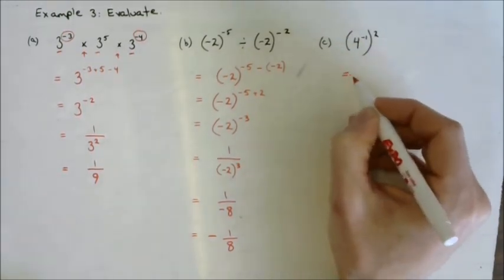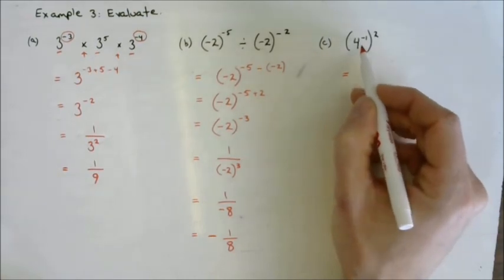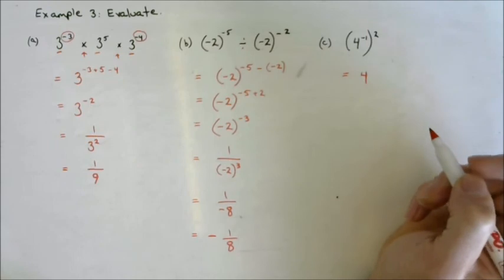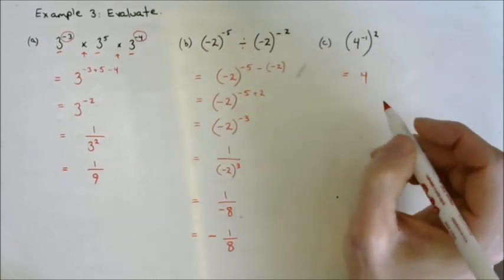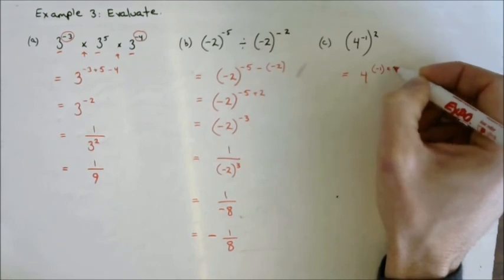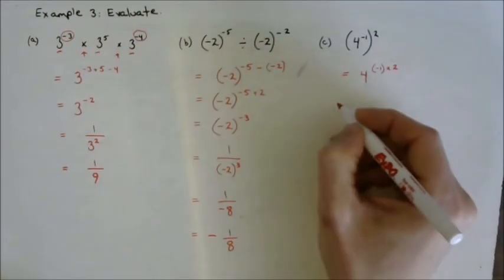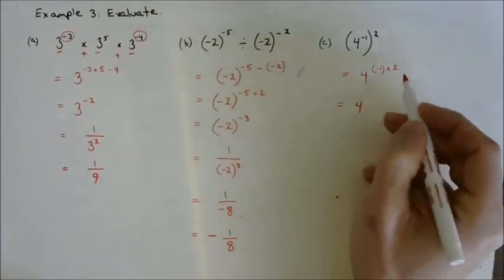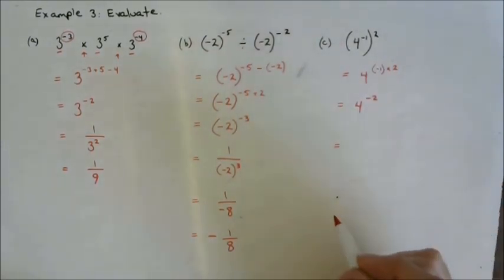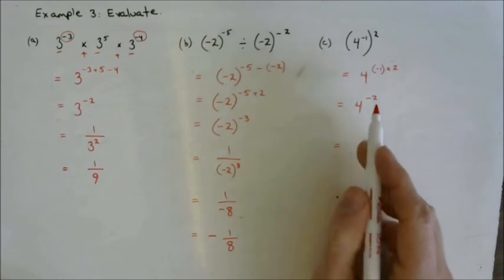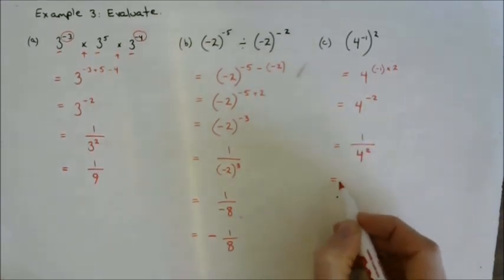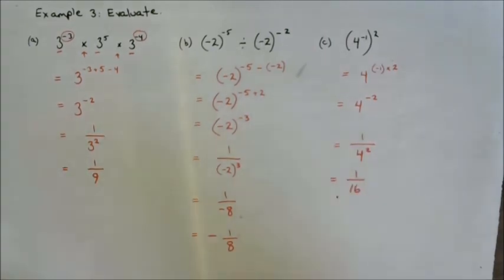Well, the power law of exponents says if you have a power raised to another power, you can just take that base and you can multiply the exponents. So we have -1 times 2 in the exponent. -1 times 2 is -2, and we can express that power with a negative exponent as a power with a positive exponent. 1 over 4 squared, which is 1 over 16.